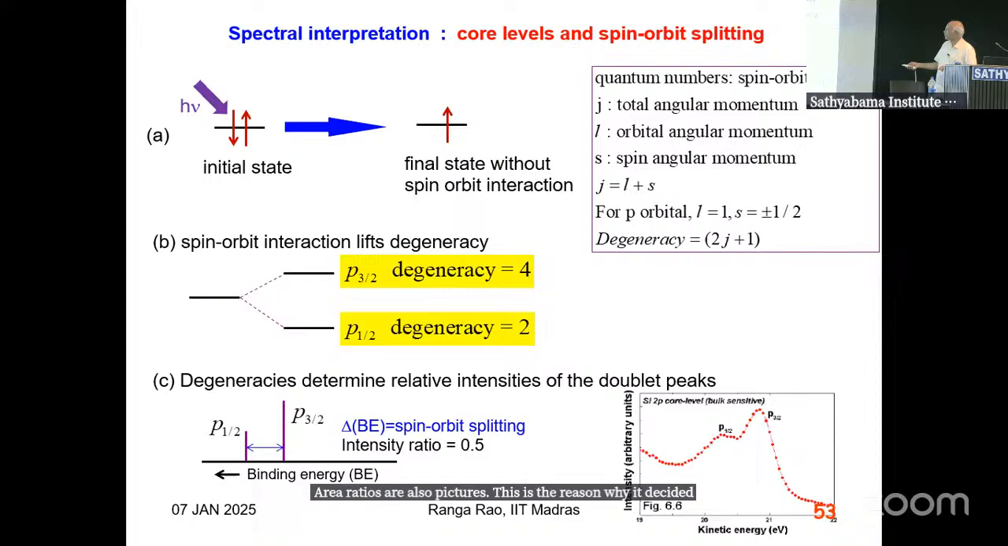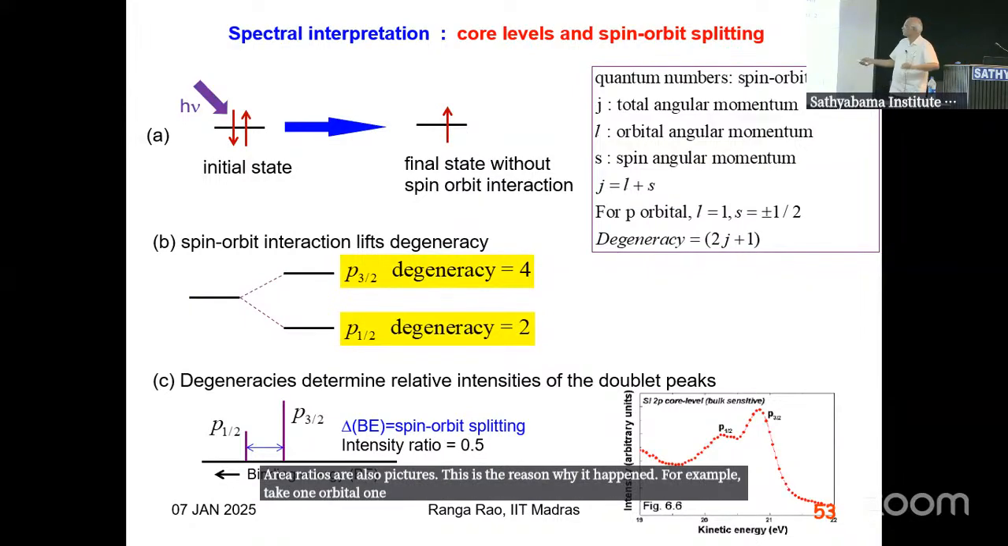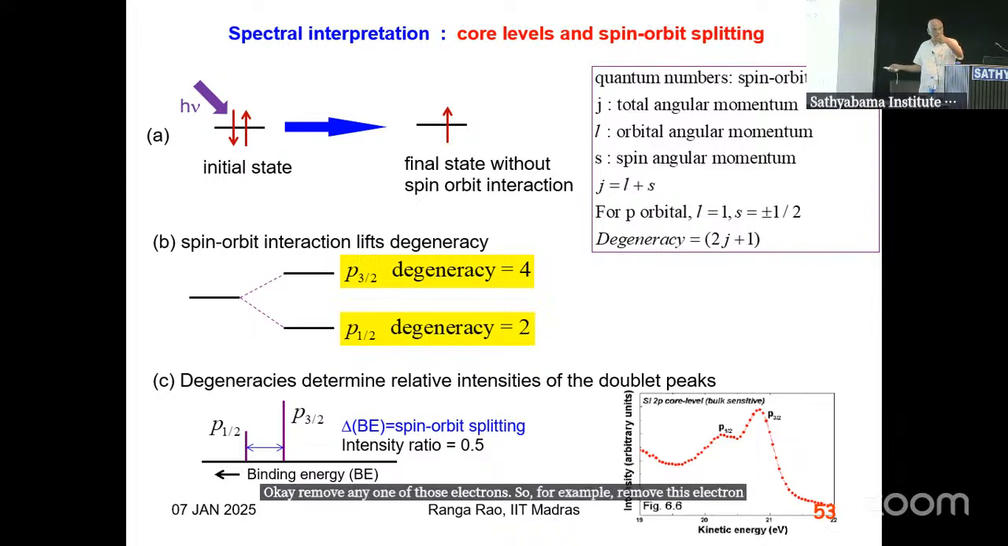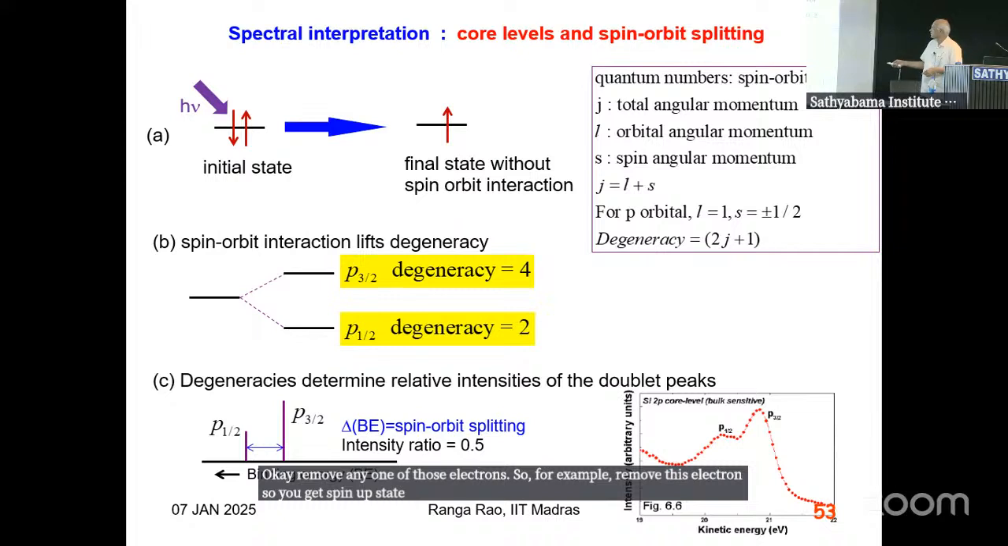For example, take one orbital, we have 2 electrons, one is spin up and the other spin down, total S is equal to 0. Okay. Remove any one of those electrons. So, for example, remove this electron, so you get spin up state. Now, this is the initial state, this is the final state. There is no spin orbit interaction here. Only spin is up.